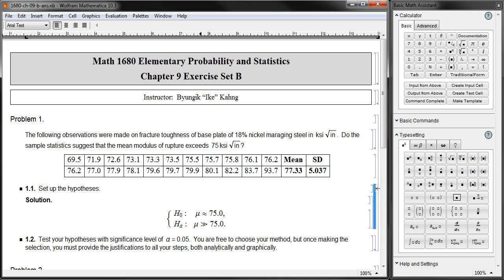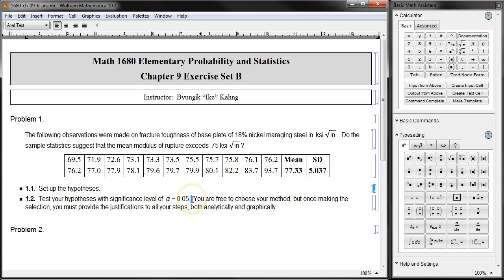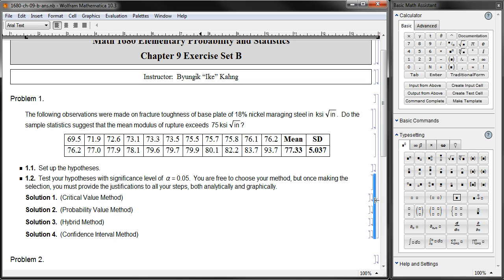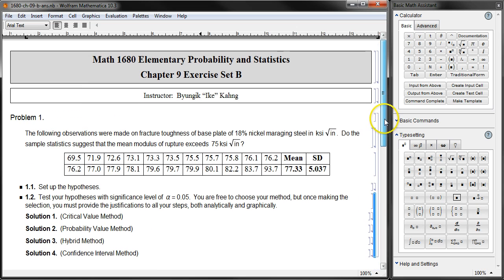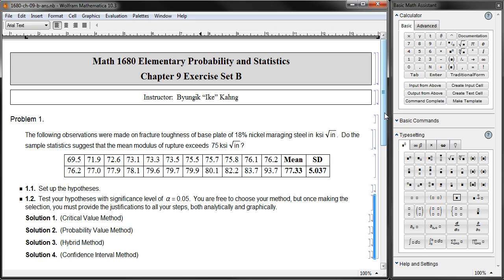Alright, let's go over to 1.2. Test your hypothesis using the level of significance of alpha equal to 0.05. We have a number of different methods to handle this hypothesis testing. If you want the critical value method, stay with me in this video. If you want the probability value approach, then we're going to do this in the next video. For the other methods, we'll do those in still other videos. Here we go, critical value approach.